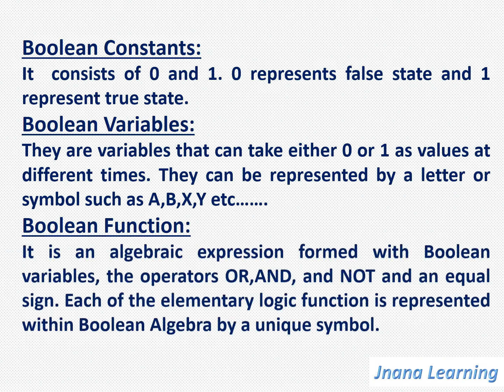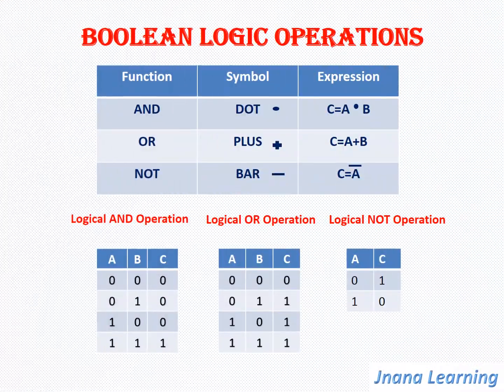Now we move on to the Boolean logical operations. Mainly there are three operations: logical AND operation, logical OR operation and logical NOT operation. The symbols corresponding to these three functions AND, OR and NOT are dot, plus and bar, and the expressions are represented as C = A.B for the AND function, C = A + B for the OR function, and Z = A̅ for the NOT function, where A and B are the inputs and C is the output.